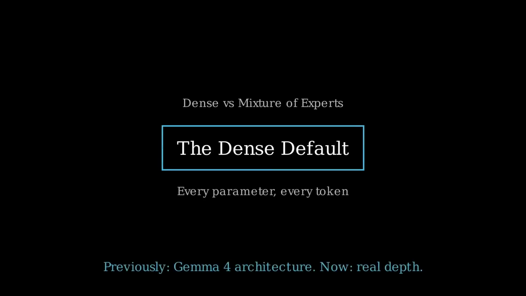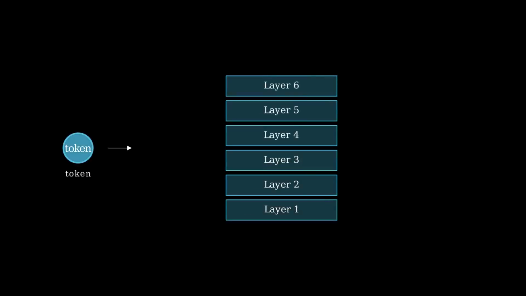Previously, Gemma 4 architecture overview. Today, real depth on the most important architectural choice. Dense versus mixture of experts. Starting with dense. Dense transformers work like this.